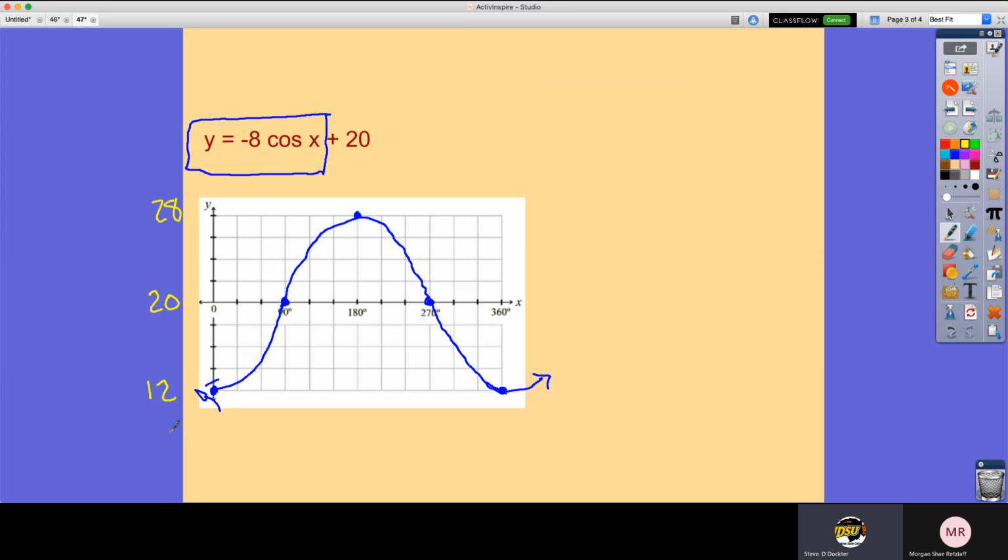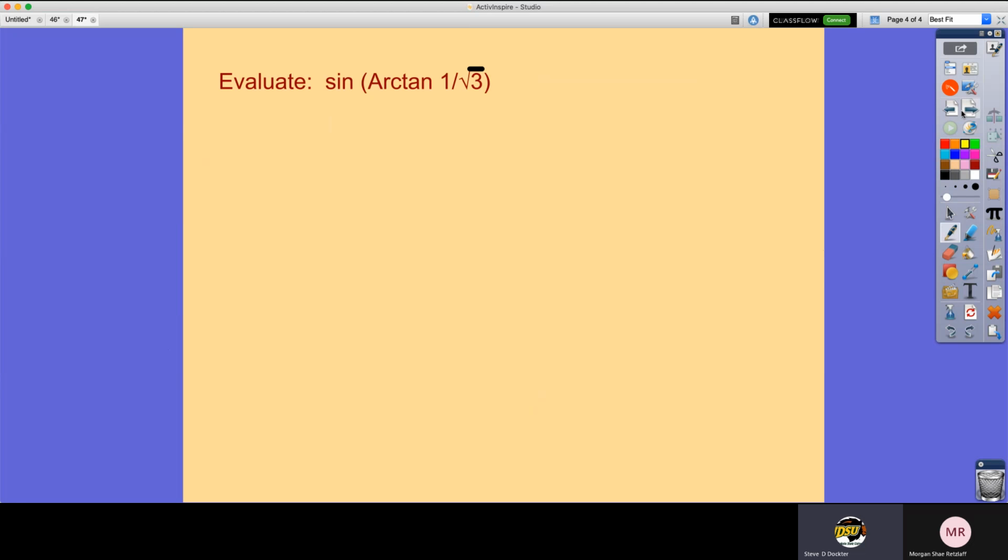Okay. All right. Any questions on shifting up or down? We're going to shift right and left later on. I know, it is a little bit harder. Something like that. All right. One more problem here.